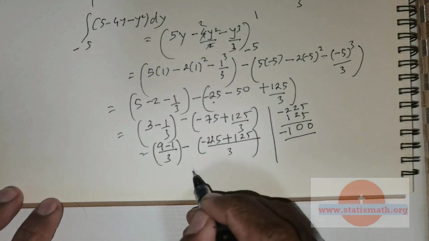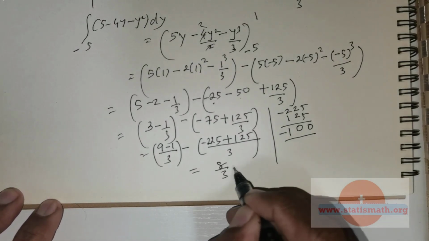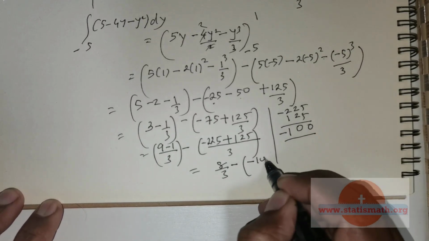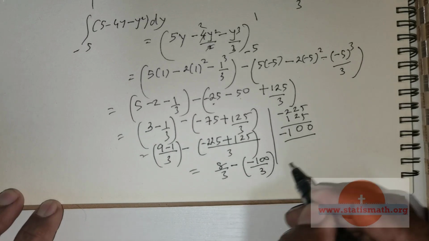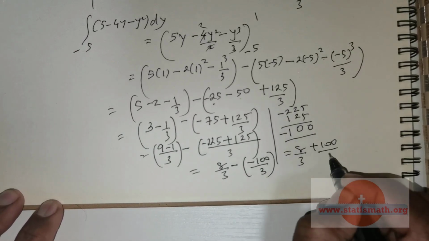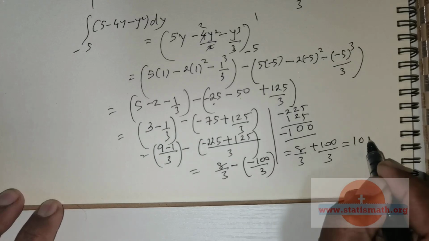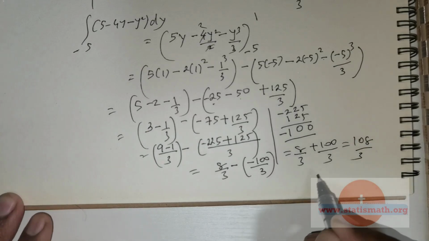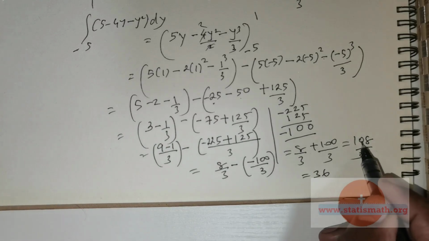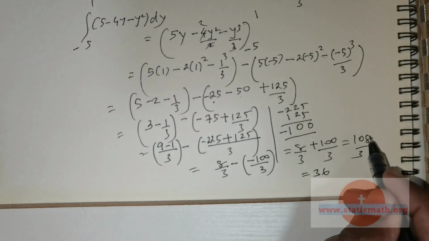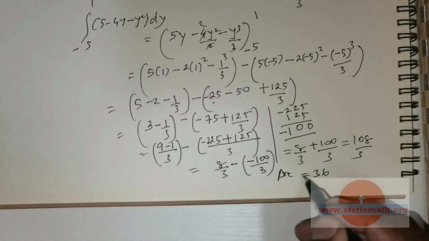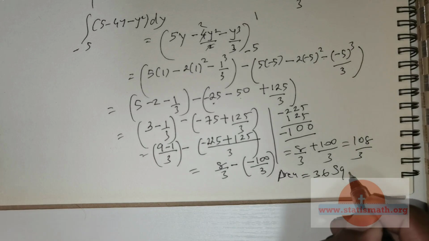So I can rewrite this as 8 divided by 3, minus of -100 divided by 3, which is 8 divided by 3 plus 100 divided by 3, which is 108 divided by 3. Now this is going to be 36, because 3 divides 10 three times, you carry 1, and 6 times 3 is 18. So the area is 36 square units.